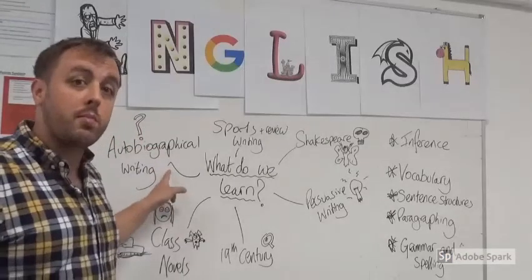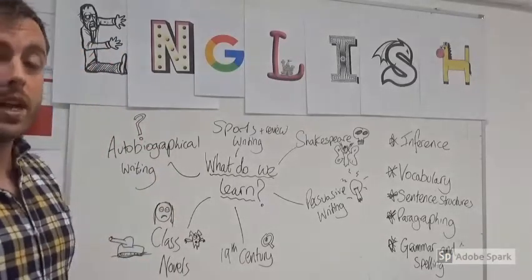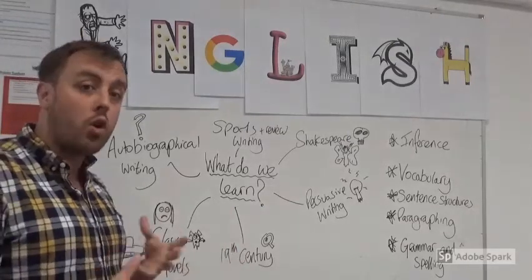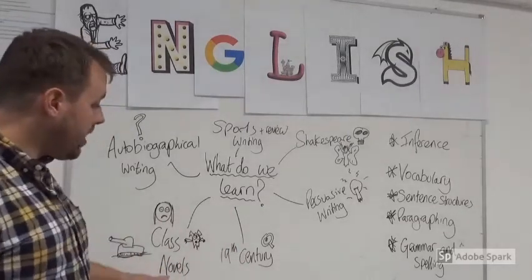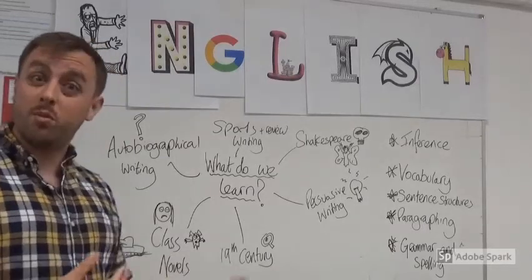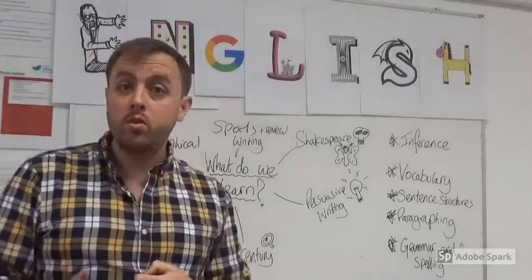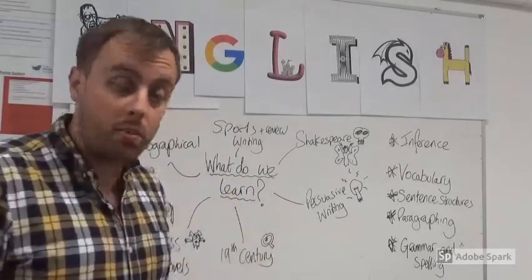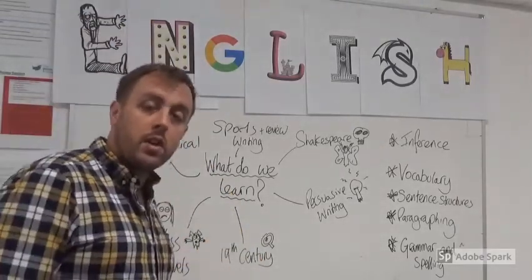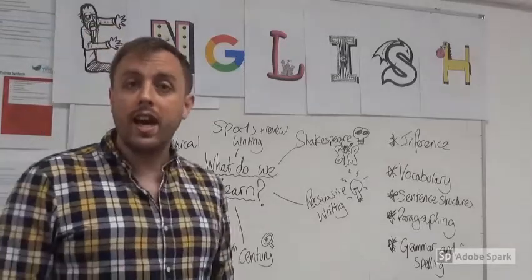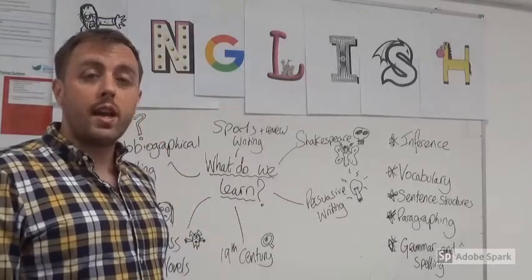We start off with a bit of autobiographical writing and learning about lots of different celebrities and role models in society. We then read different class novels, and that will depend on your teacher, but they could be Coraline, it could be A Monster Calls, it could be Refugee Boy. Then we look at some 19th century fiction and look at a bit of Sherlock Holmes and The Hound of the Baskervilles.